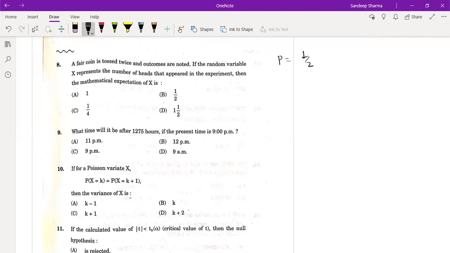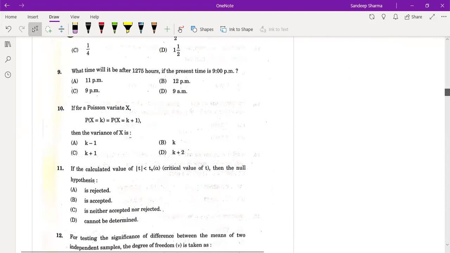Mathematical expectation of X means they want to assess the value of mean. We know that mean is n into P. N is 2, as 2 coins are there, and P is 1 by 2. So the answer is 1. Option A is correct here.